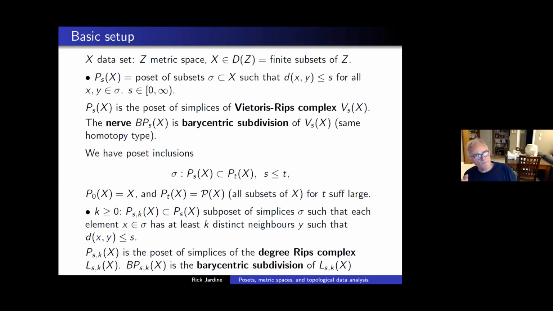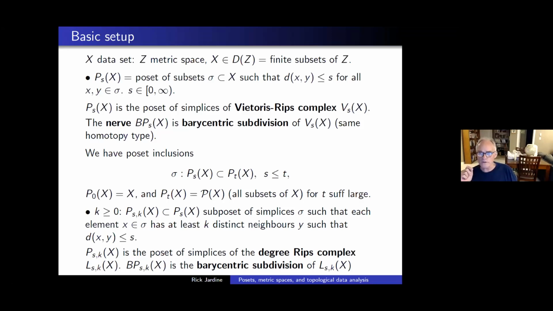All right, so that's a basic landscape of the sort of spaces that one wants to think about usually, but one can also look at pieces of the data set that are controlled by density. So you can introduce a density parameter K, which is a number, and you look at the subposet of the simplices of PS of X consisting of elements at distance at most S apart, but have at least K distinct neighbors Y, with distance less than or equal to S from them.